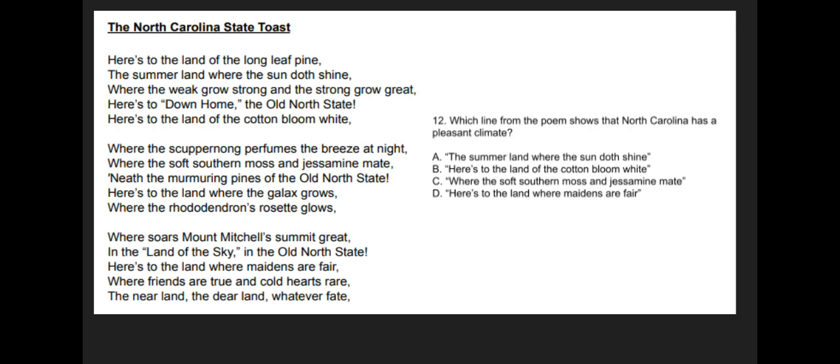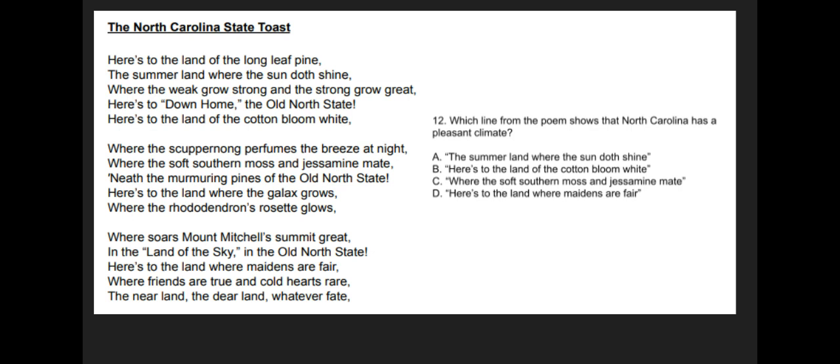So here's our question. It says, which line from the poem shows that North Carolina has a pleasant climate? So, which line from the poem shows us that the weather here is nice, it's pleasant, it's a good place to be? So, let's read our choices. The summer land where the sun doth shine. Could be. Sunny weather would be nice climate.